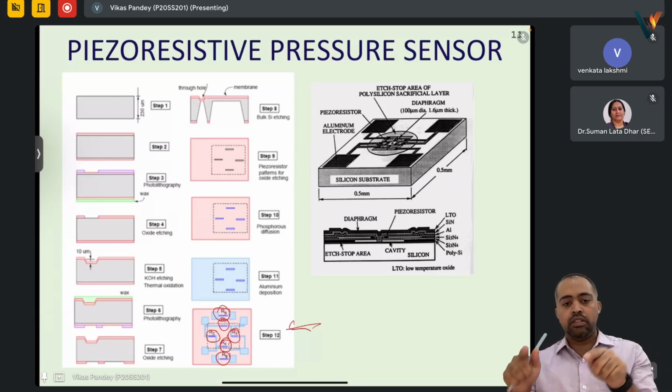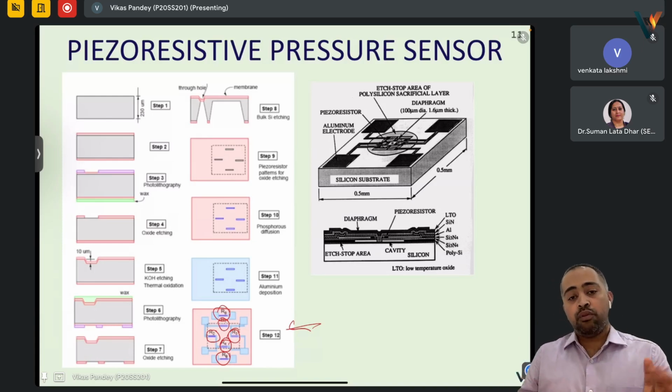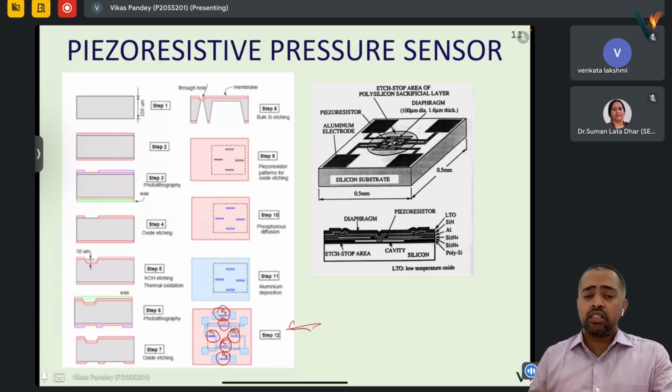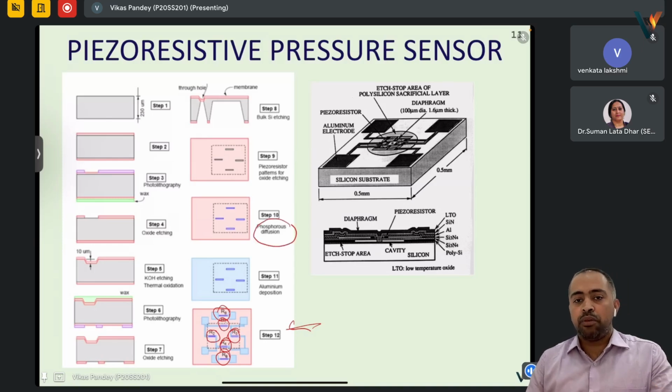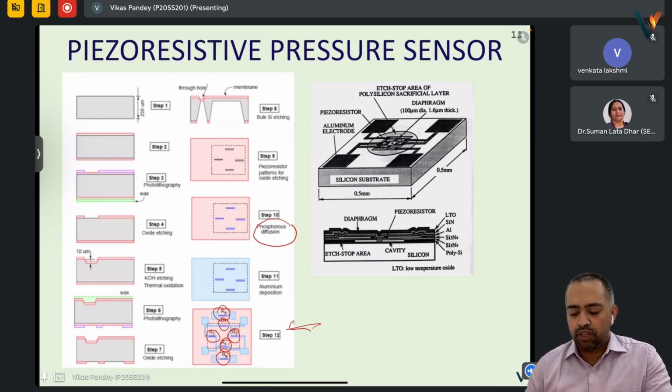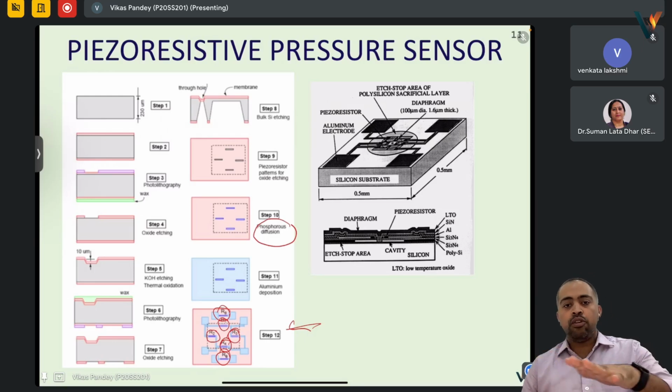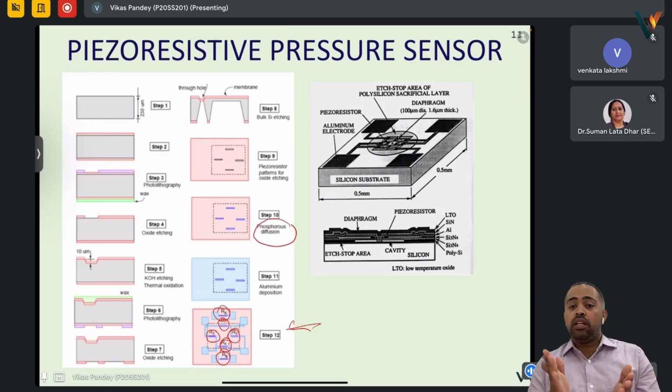If you see these dashed lines, there are four resistances, and in this case, instead of boron, phosphorus doping is used. So the conductivity will be different. They will also get a glass kind of surface forming on the back, that helps to do the anodic bonding when we are doing this glass and all.